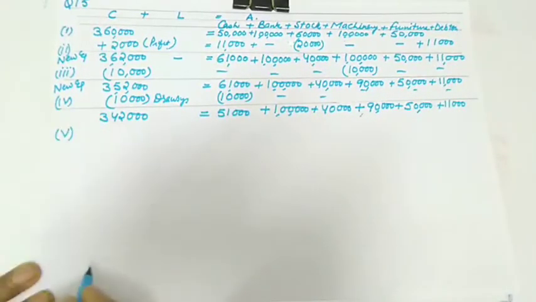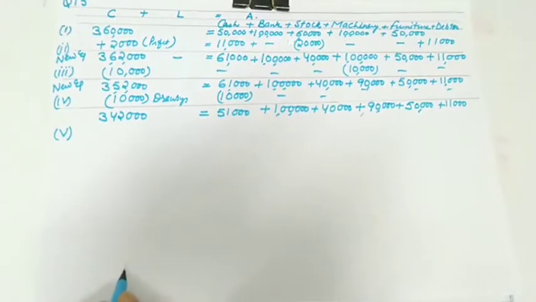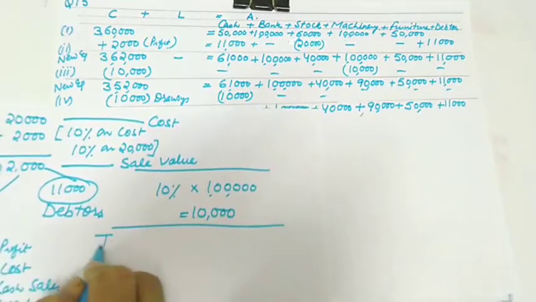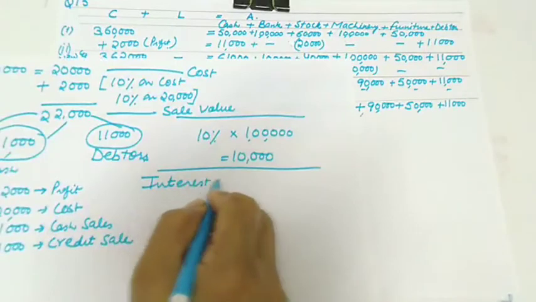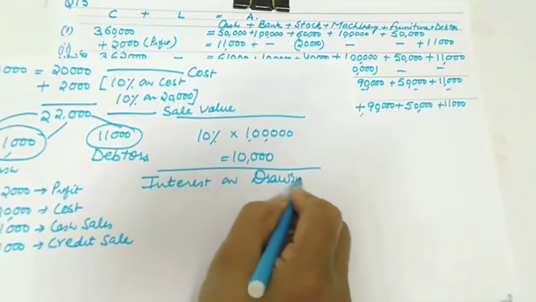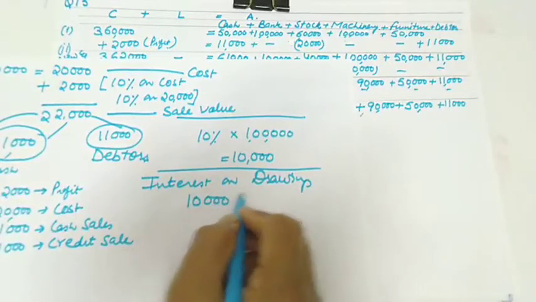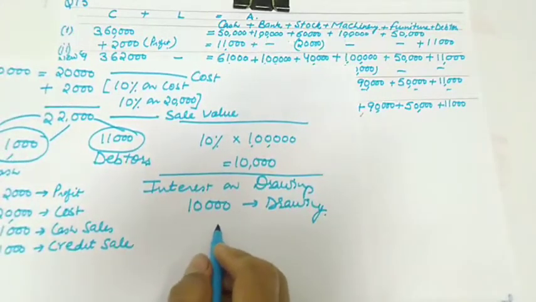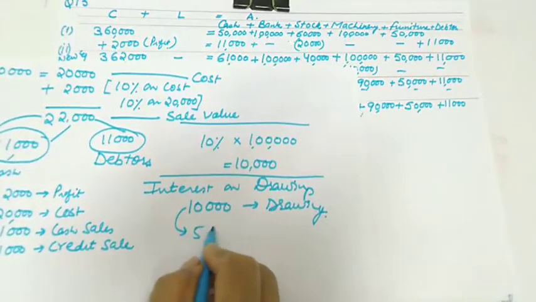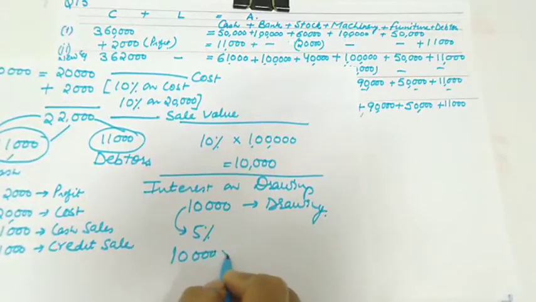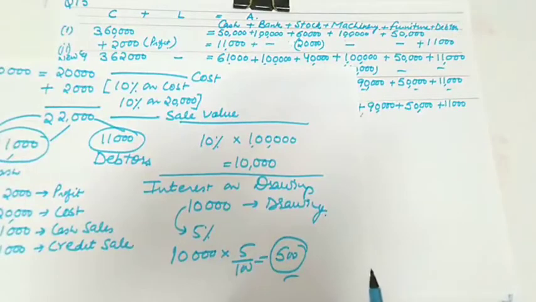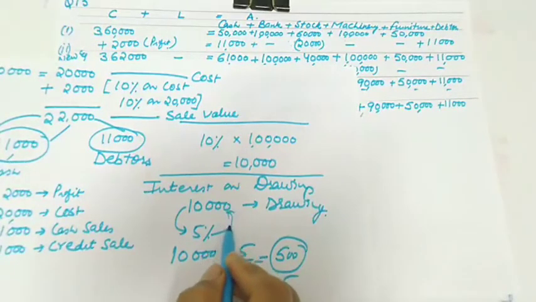Now next, transaction number 5. Interest on drawing is charged at the rate of 5%. So let us calculate interest on drawing. Drawings were 10,000. These were my drawings, and interest on drawing is 5%. It will be 10,000 into 5 upon 100. So this will give you 500. This is the amount of interest on drawing. Per annum is not written and months are also not given to you, so straightforward you can calculate 5% on this.